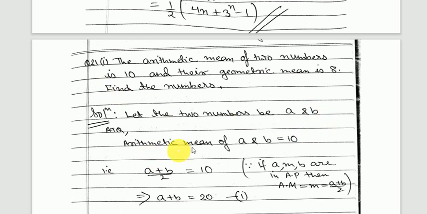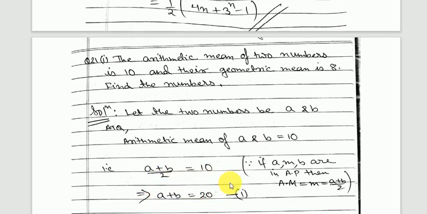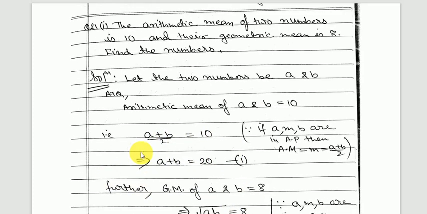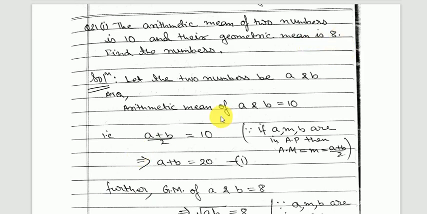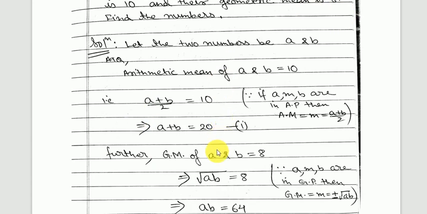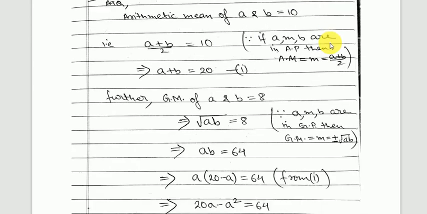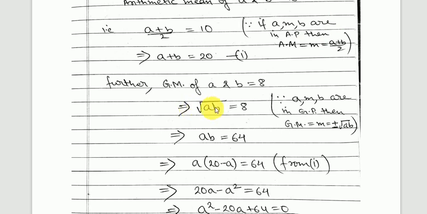So the arithmetic mean of a and b is 10. That means (a plus b) upon 2 is equal to 10, so a plus b equals 20. Next it says that their geometric mean is 8. We have two numbers a and b, so their geometric mean will be the square root of a into b. Here the square root of ab is equal to 8, so ab equals 64.